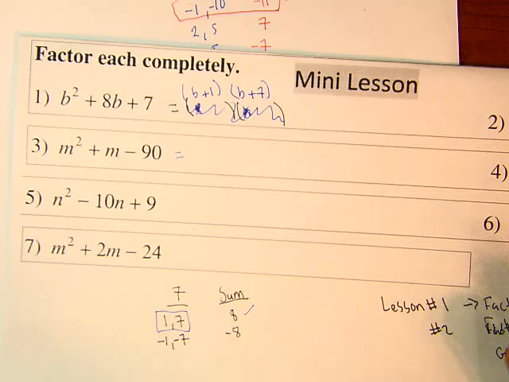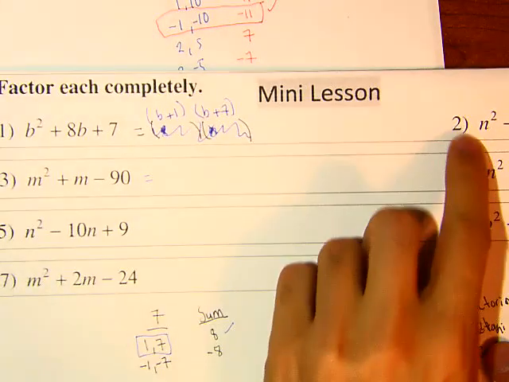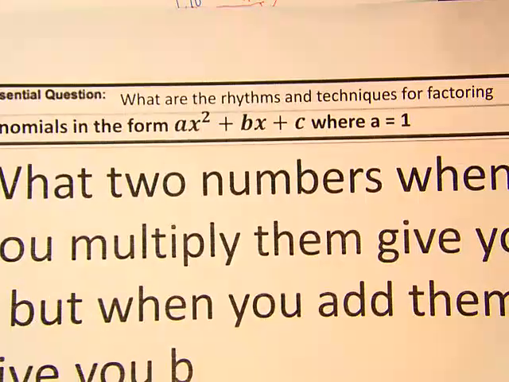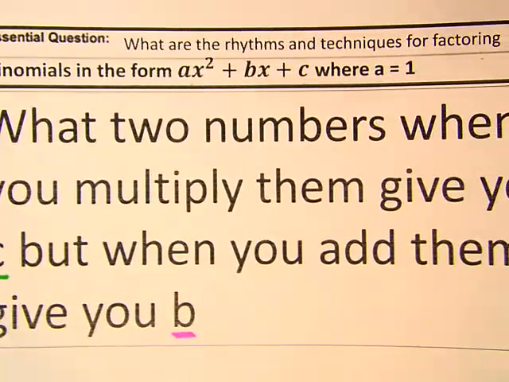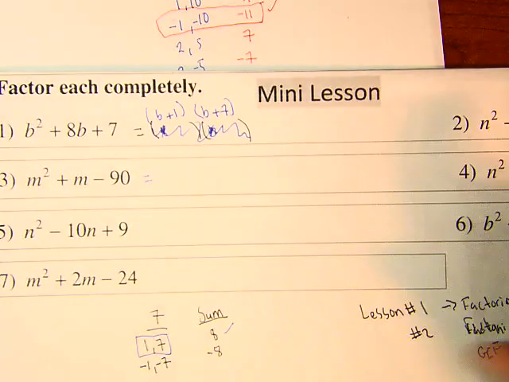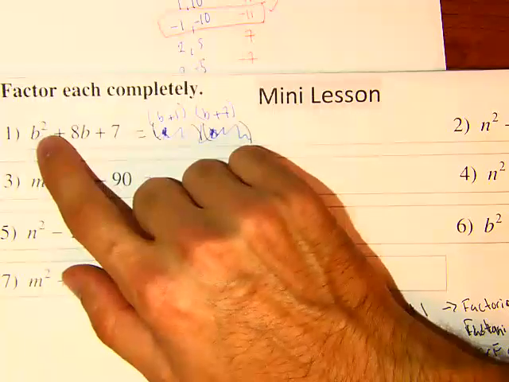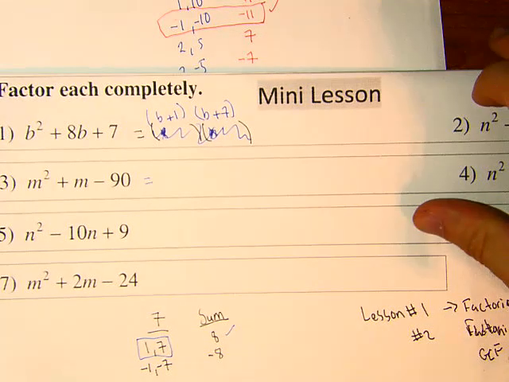You see? The coefficient is 1 for all of them. This rhythm of what two numbers when you multiply them give you C, but when you add them give you B, only works when you have coefficient 1. It changes when you have coefficient 2, for example, and we're going to talk about that in the next video. But let's do this one.